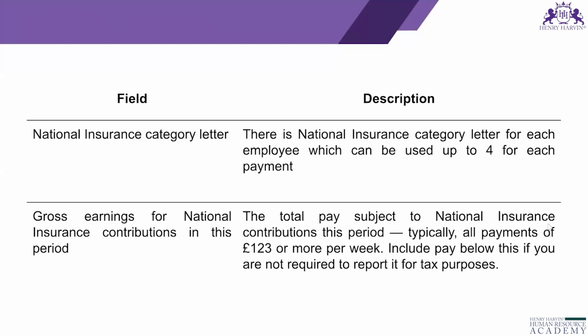So let's see more columns. National insurance category letter, as I said. Here you need to mention the category of the employee. Gross earnings for national insurance contributions in this period. So NI-able salary is gross. The total pay subject to national insurance contributions this period. Typically all payments of 123 pounds or more per week, including pay below this if you are not required to report it for tax purposes. Like we have seen at this point.